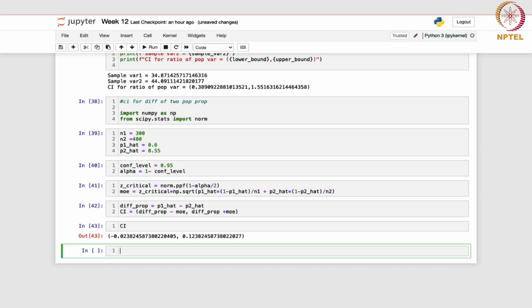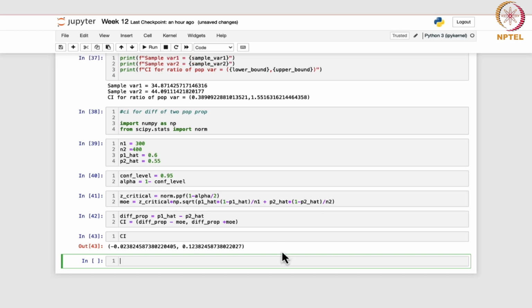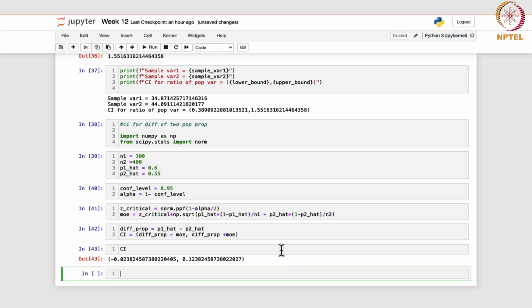So this basically tells you that we are 95% confident that the difference of the two population proportions would fall between these two endpoints. So this is how you can calculate the confidence interval for a given data set and for the given values at a certain confidence level. Obviously you can change the confidence level according to your problem, and you can keep on defining these steps and you will get the answer.